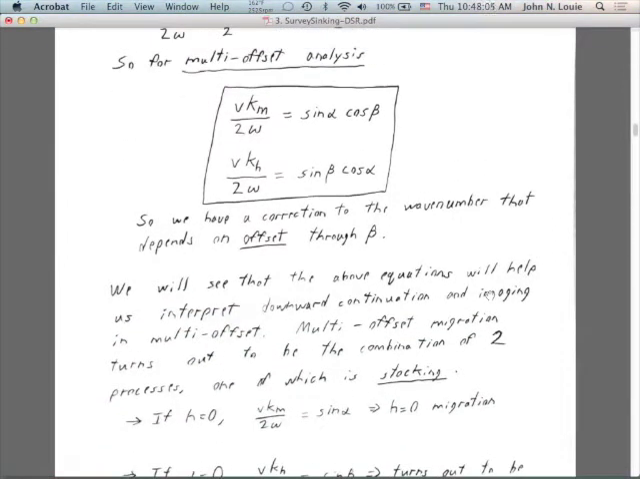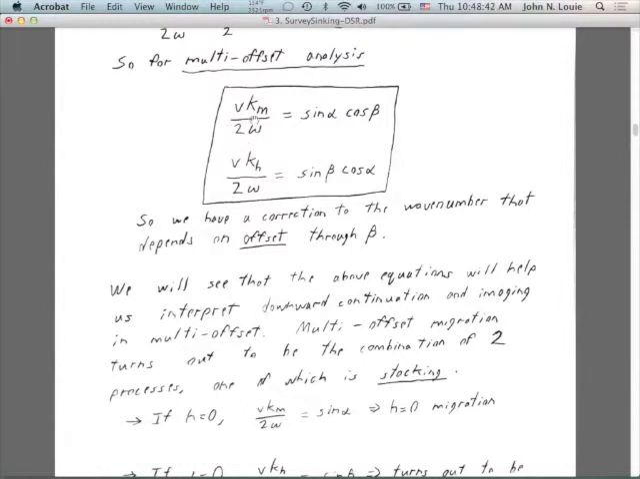So for multi-offset migration, no matter what we do, but directly in a Fourier domain migration, like if we try to set up a multi-offset pre-stack Stolt migration, let's say, which we will set up, here's the information we're going to get out. And the dip alpha, you can see, is kind of wrapped in with this offset beta. You kind of have to unscramble those two.